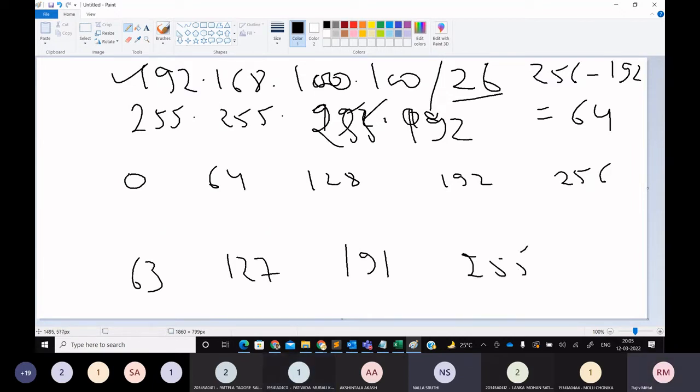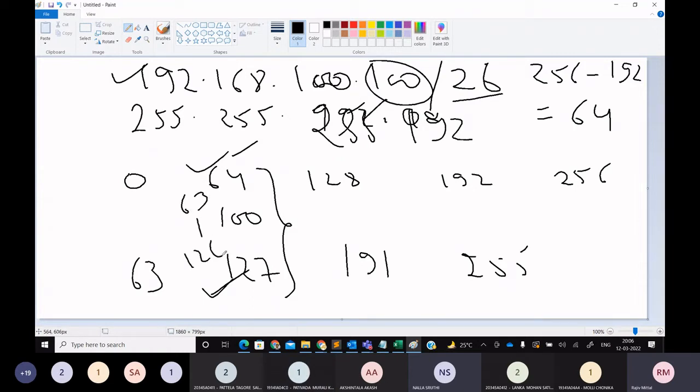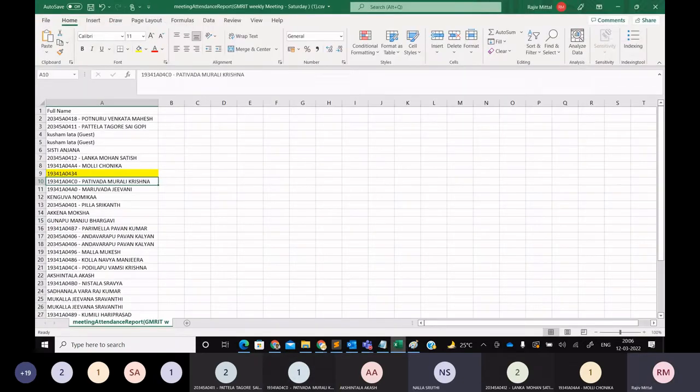Our IP address last octet was what? 100. So it will come between 64 and 127. Your network ID is 64, the broadcast ID is 127, and the valid IPs are between 65 and 126. Understood? Now let's come to the next.